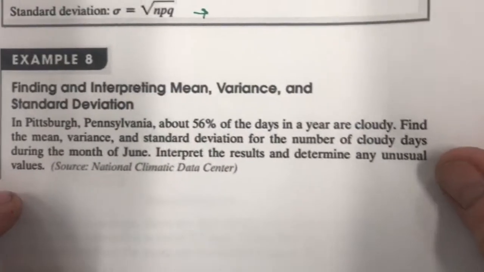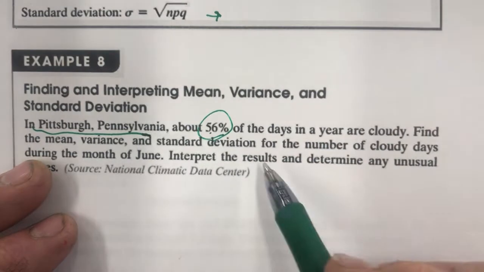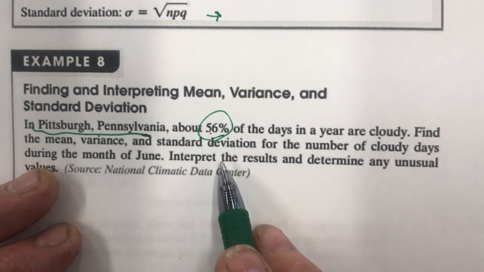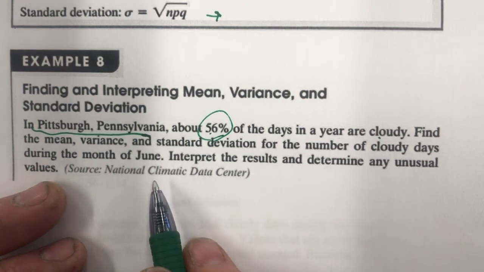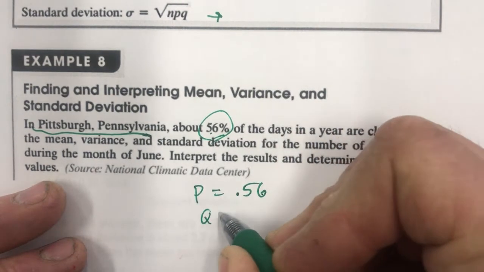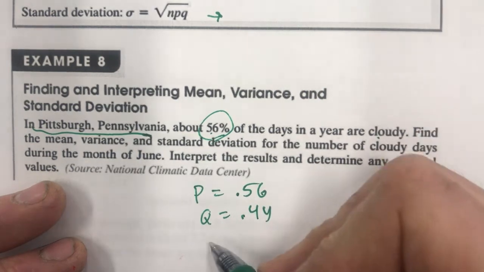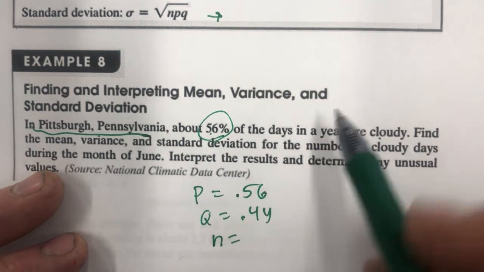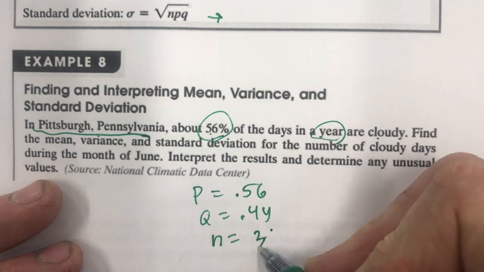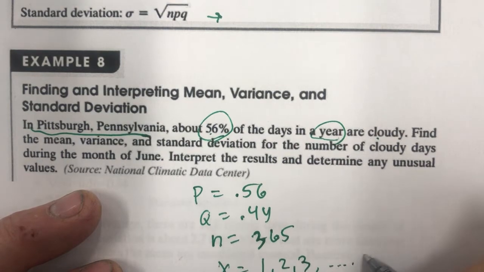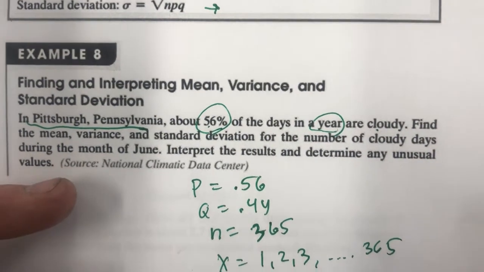Oh, here it is, right here. Here's a problem. In Pittsburgh, Pennsylvania, about 56% of the days in a year are cloudy. Find the mean, variance, and standard deviation for the number of cloudy days during the month of June. Okay, so P is 0.56. That means Q is going to be 0.44. I do 1 minus that. All right, N. In a year, we're talking about in a year, so that's going to be 365. And then X would be 1, 2, 3, all the way up to 365.